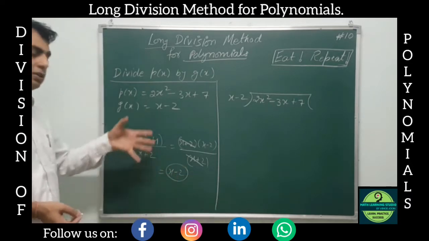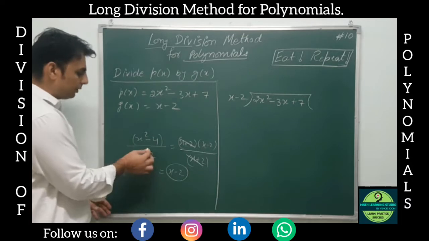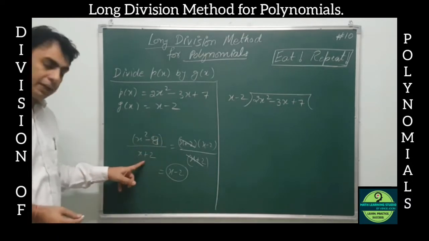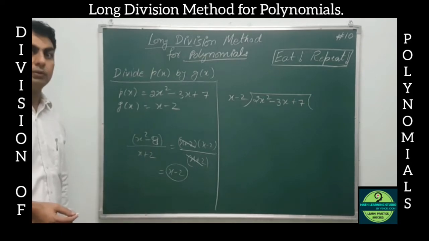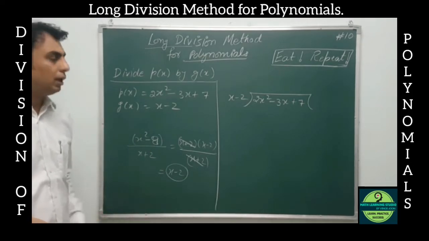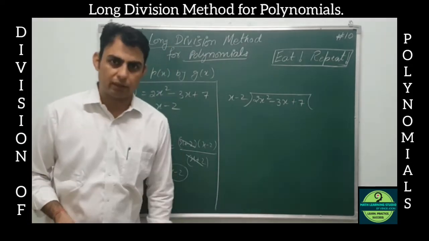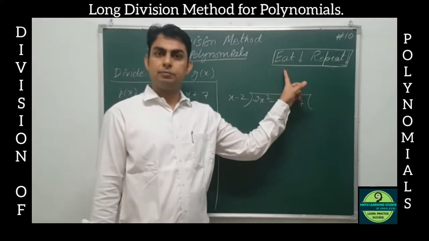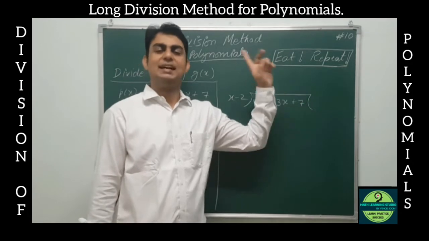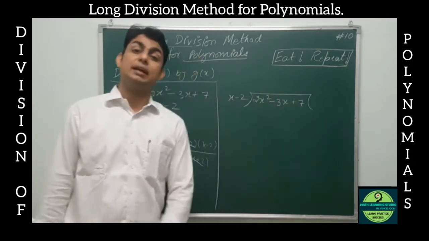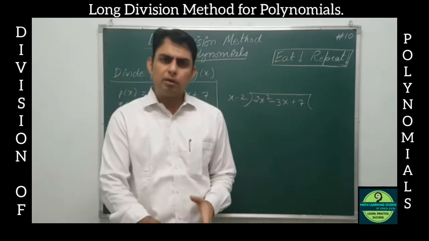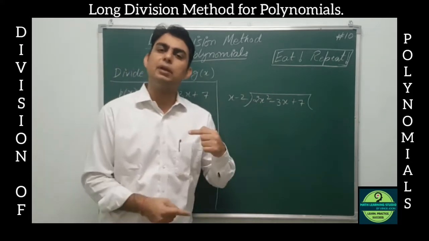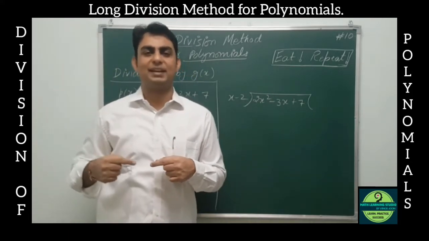But what if it is not? What if it is x square plus 8? Now this x plus 2 will not be a factor of this, right? Then how do we go about it? Then we apply the long division method, which in a funny way I call eat and repeat. Yes, this method I always say is eat and then repeat, because in this method we will follow a particular step and then keep repeating. So first we eat, then we repeat, right?